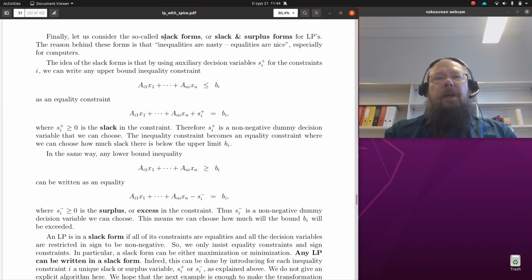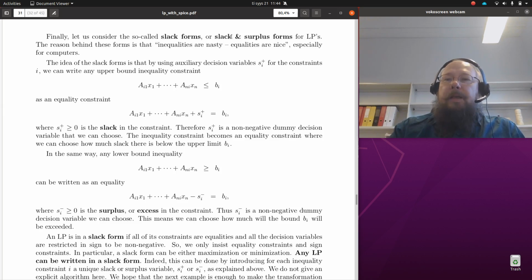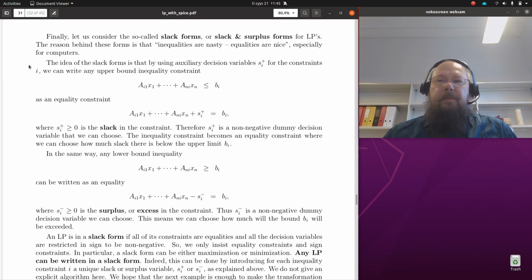So that's the rationale behind the slack or surplus, also called slack or excess forms. So how do we change inequalities to equalities? And this is the rather neat idea here. This is the idea that we will have appearing later also, I believe, that we add decision variables. So in the beginning we have obvious certain decisions we can make, and then we add auxiliary or dummy decision variables. This sometimes makes the problem more convenient.